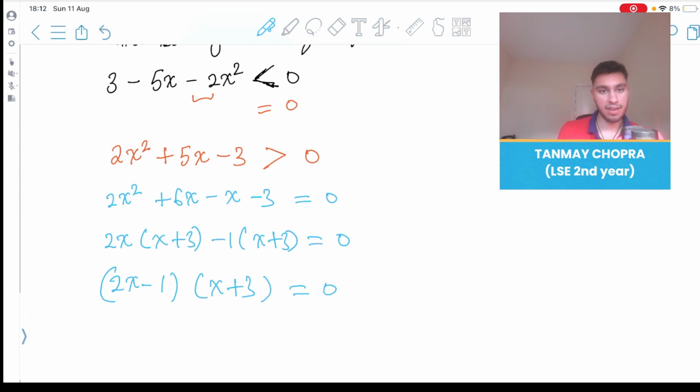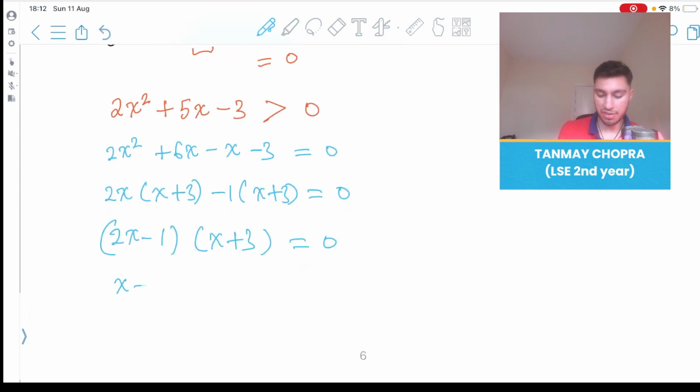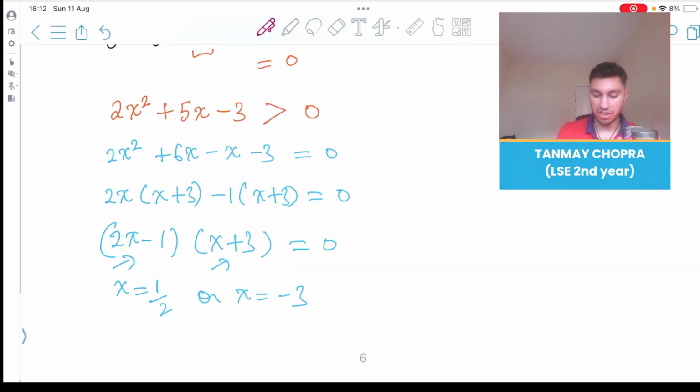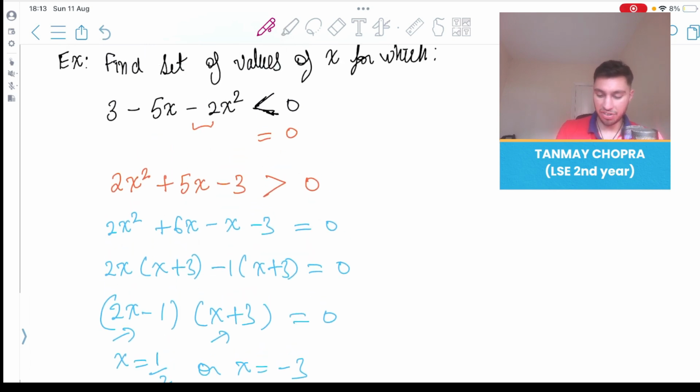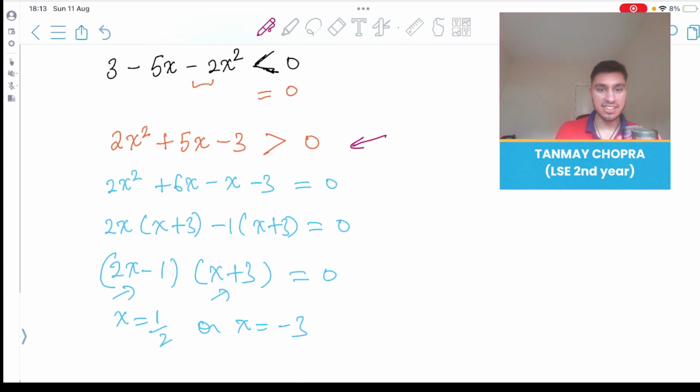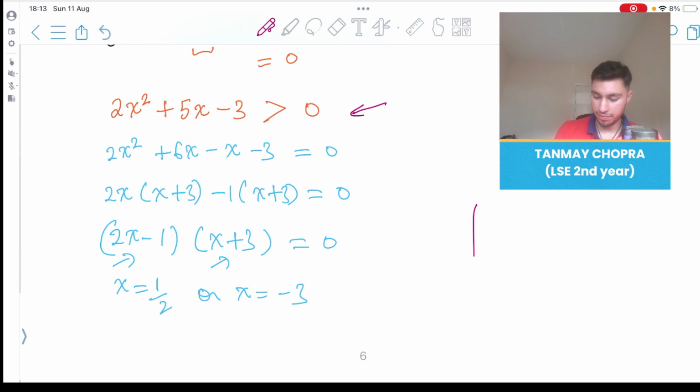What does that mean? Either x is equal to a half, which will make this bracket 0, or x equals -3, which will make this bracket 0. So that's what I wanted. But the question is not done. Notice the question is that now I need to find the values where this statement is true. I need all the values where it's greater than 0. But I can sketch the quadratic to see what's going on. So this is my little sketch. My critical value is x equals -3. That's my x-axis. That's my y-axis. That's 0. And here x is a half.